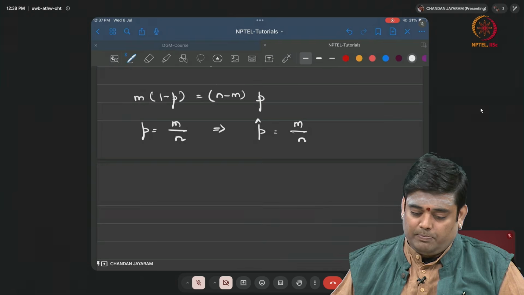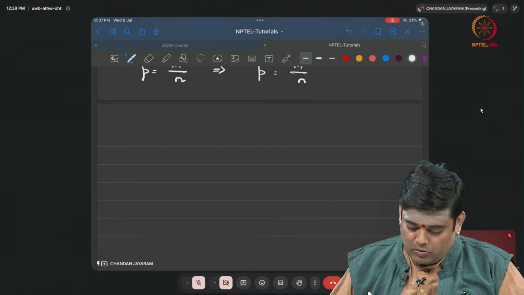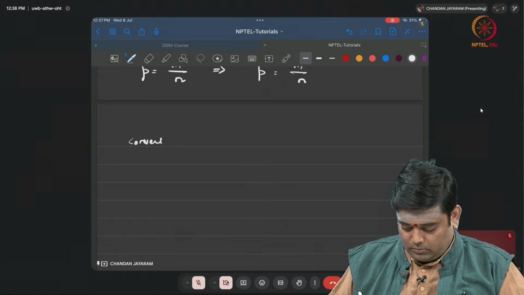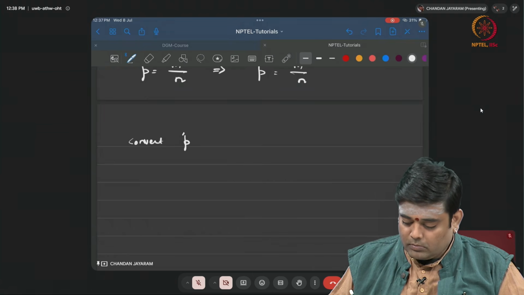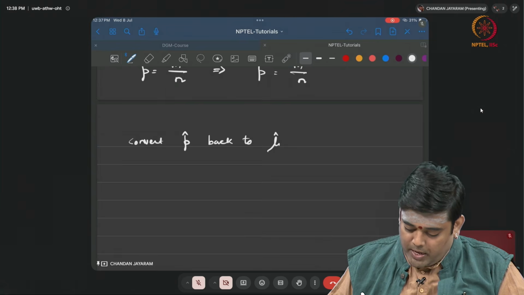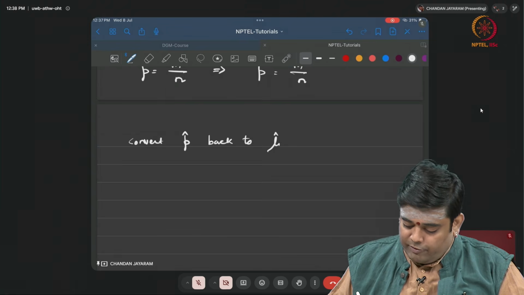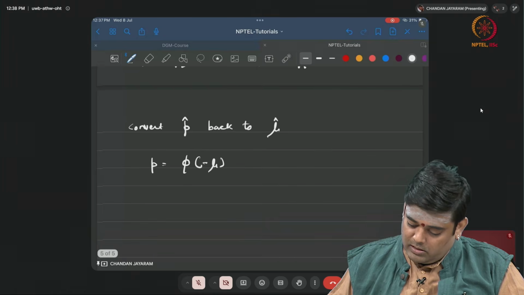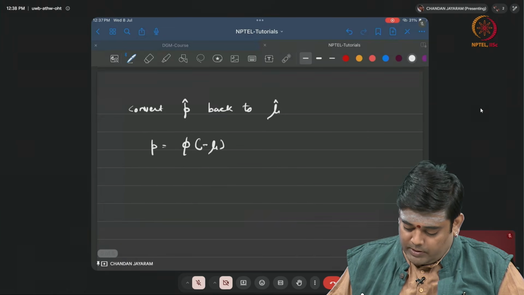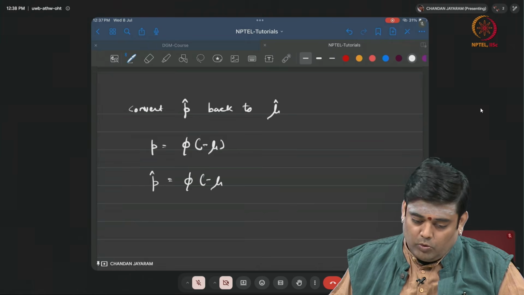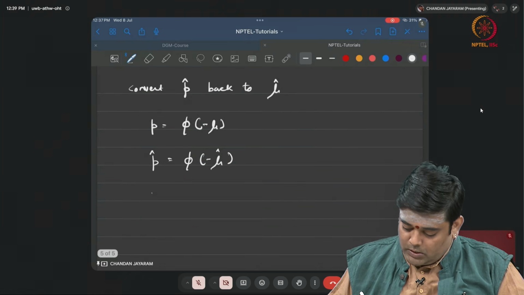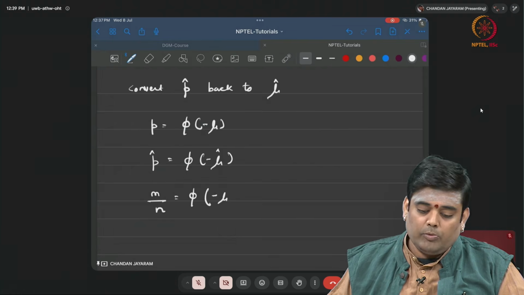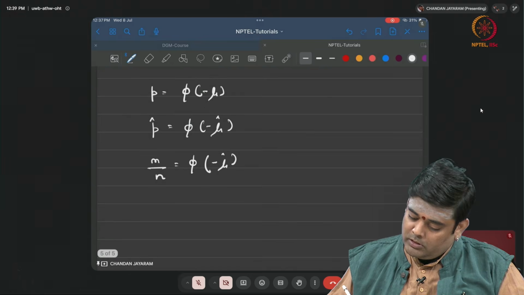Now this P hat, we have to convert P hat back to mu hat. Now what is this P? The value of this P is phi of minus mu. Okay, that is how we started. Now we have to represent them in P hat terms. P hat is phi of minus mu hat. Now this is m by n is phi of minus mu hat.